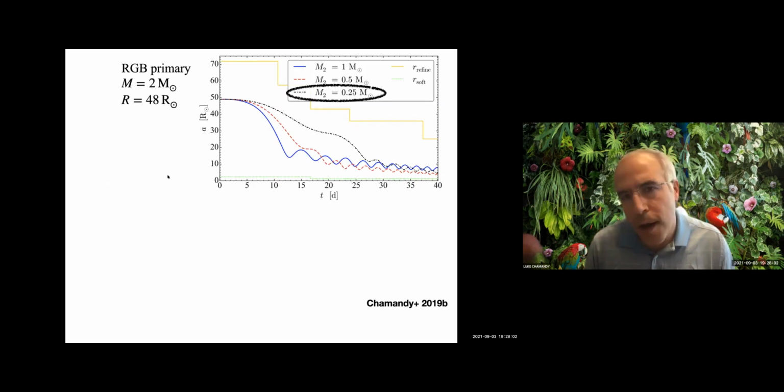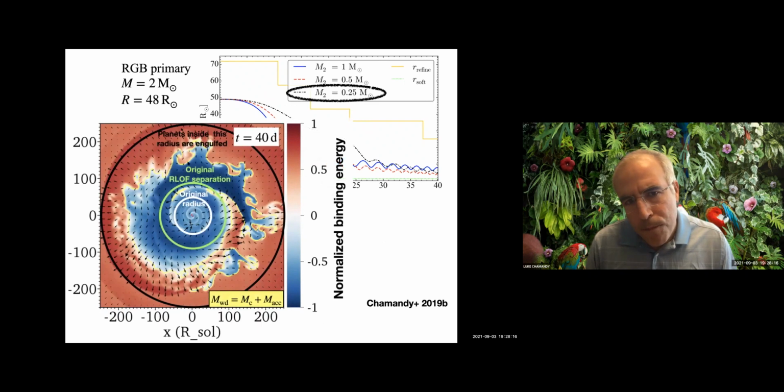So just briefly, I'll show you an old simulation that we did, and I'll focus on this one here, which has an M dwarf companion of 0.25 solar masses. This is just the plunge-in that we've simulated, this black line. Basically, the original radius of the star is this white circle. Here I'm showing you a graph at the end of our simulation, 40 days. The blue is the material that's still bound under our criterion, which includes thermal energy, and the red is material that is unbound. The original Roche-lobe separation, where the companion would have undergone Roche-lobe overflow, is the green circle. So the planet would have to be outside of that, presumably.